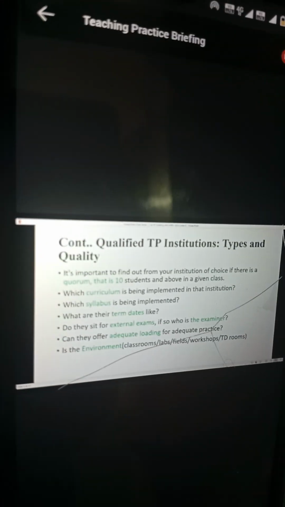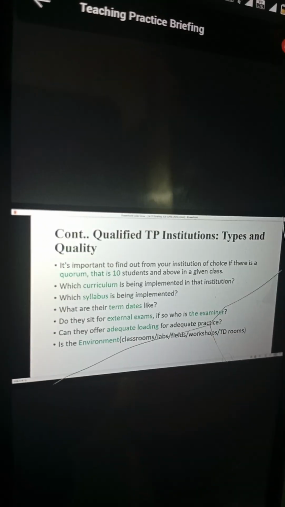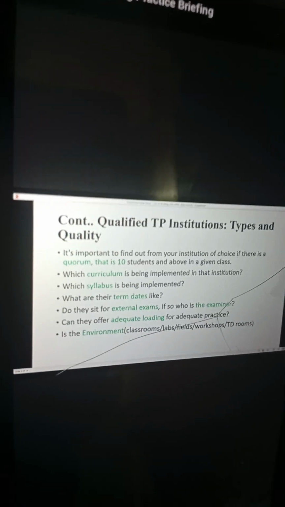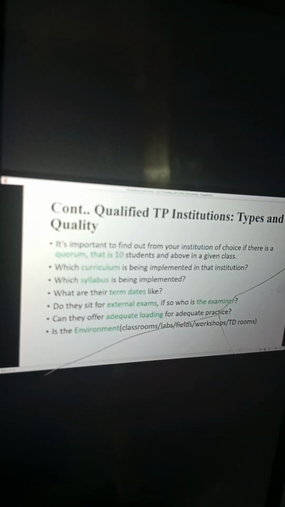Do they sit for external exams? If so, who is the examiner? Check whether it's NEC, whether it's external. We don't care about that. Like now we have college exams with the CBET. National polytechnics, they have a right to offer their exams and certify like ourselves. So check whether it is internal, whichever it is still fine.